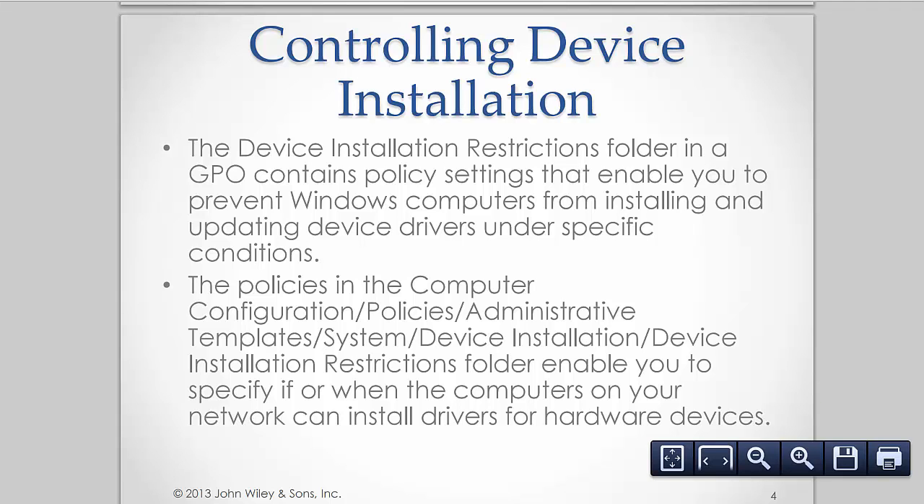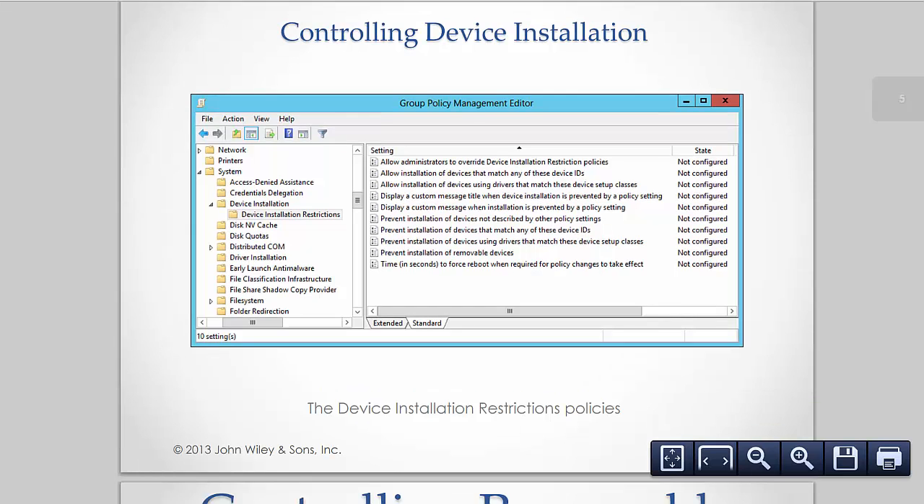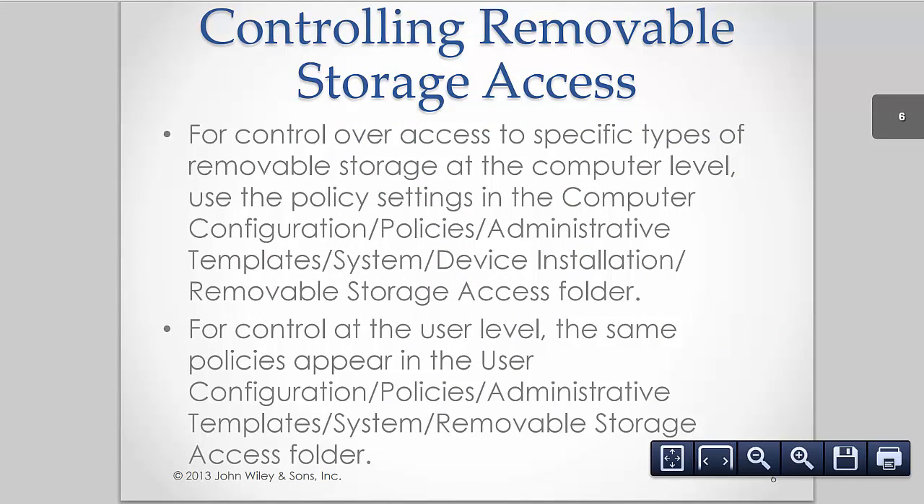So if we open up the group policy management console, here's an example of it. We can see that we can do things like allow administrators to overwrite device installation restriction policies, and prevent installation of devices not described by other policy settings. So there's just a ton of ways for us to do that. And in a subsequent video, I'll go ahead and demonstrate this for you.